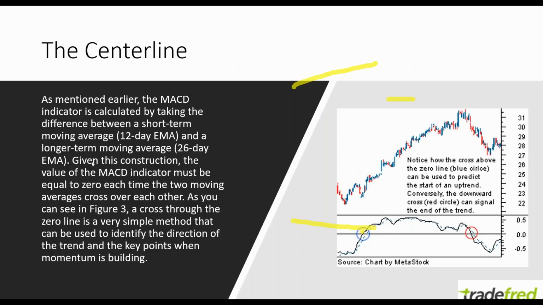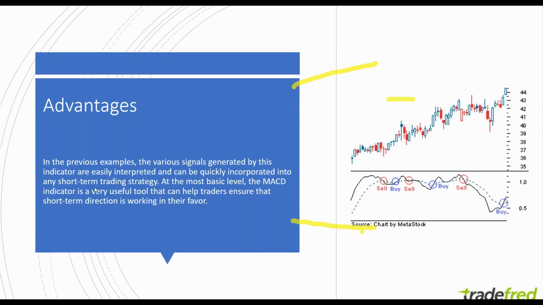Now, as mentioned earlier, we want to watch that zero line. That zero line is critically important. Given the construction, the value of the MACD indicator must be equal to zero each time the two moving averages cross each other. And as you can see in this figure 3, the cross of the zero line is a very simple method that can be used to identify the direction of the trend at key points when momentum is building.